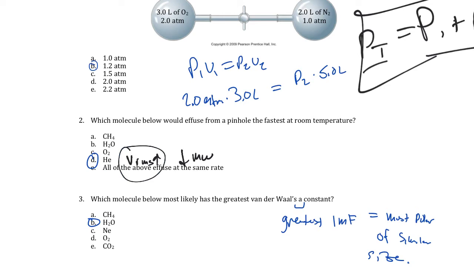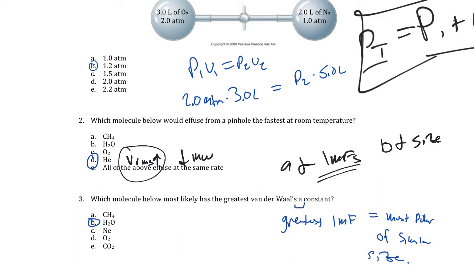Number 3, which molecule most likely has the greatest van der Waals A constant? The A constant, you might have to inspect the van der Waals equation to see that the A is the one that's affecting the pressure, and B is the one that's affecting the volume. So B is proportional to the size of the molecule, and A is the one that's related to the intermolecular force strengths between the particles.